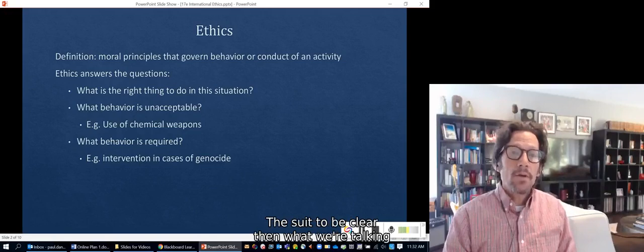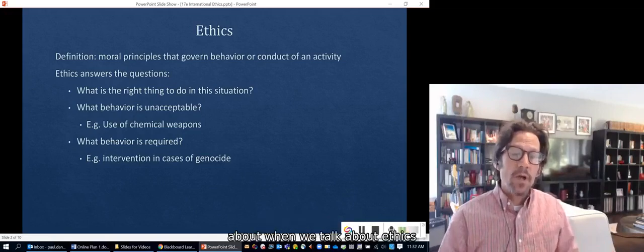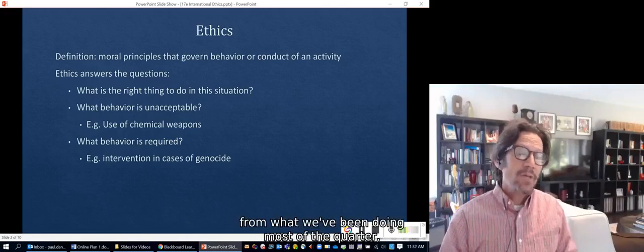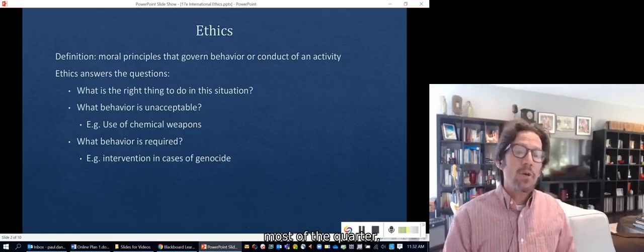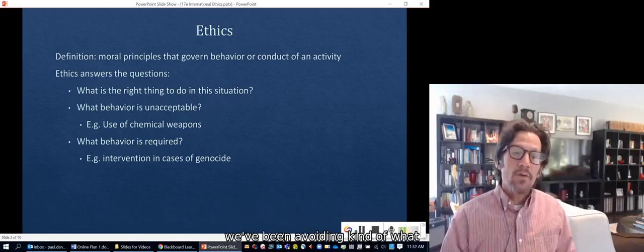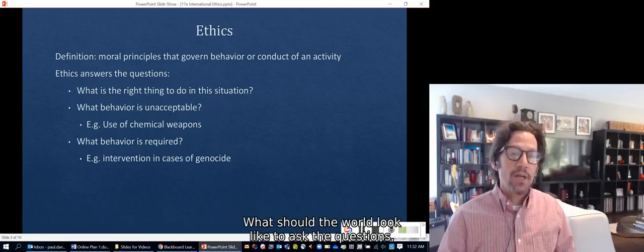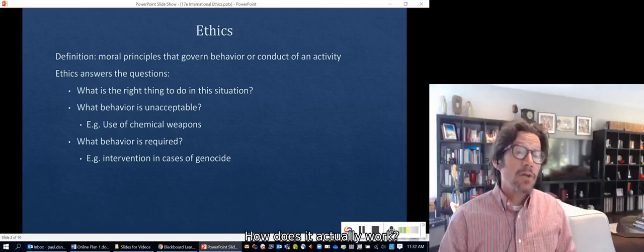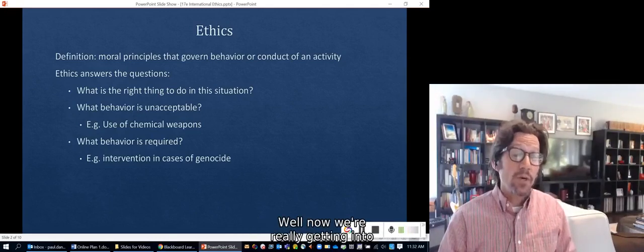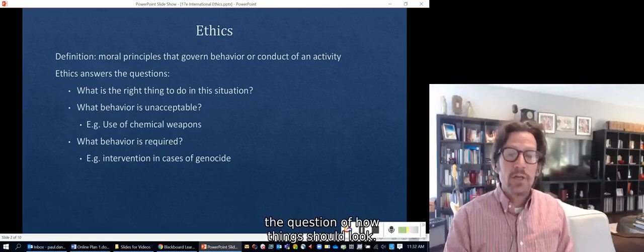So to be clear then, when we talk about ethics, we're talking about the should. And that really is a shift from what we've been doing most of the quarter. Most of the quarter, we've been avoiding the questions of what should happen, what should the world look like, to asking what does the world look like and how does it actually work? Well, now we're really getting into the question of how things should look. So let's be clear about that distinction.